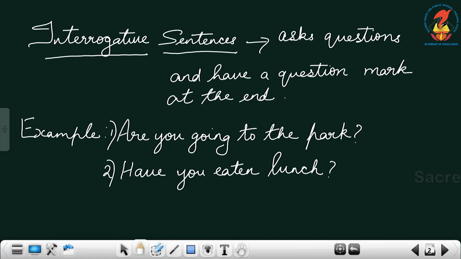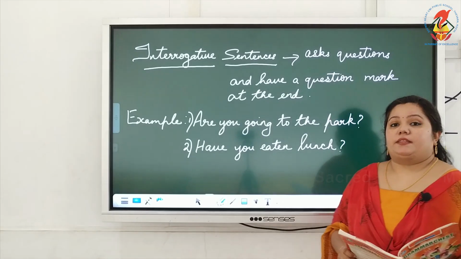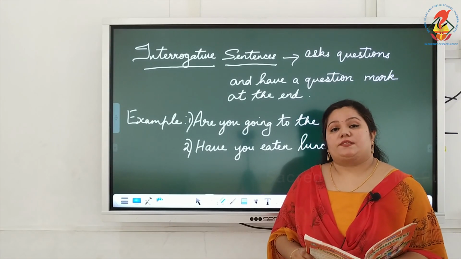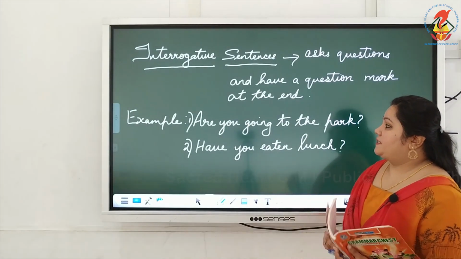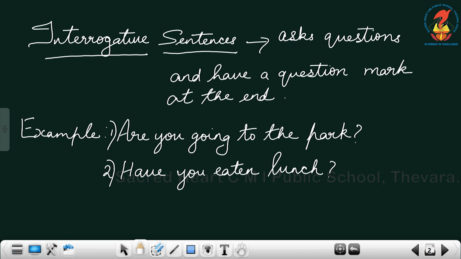So they ask questions and they have a question mark at the end. At the end of a sentence, there would always be a question mark. And look at the examples. Are you going to the park? Somebody is asking another person, are you going to the park? It is a clear question and there is a question mark at the end.